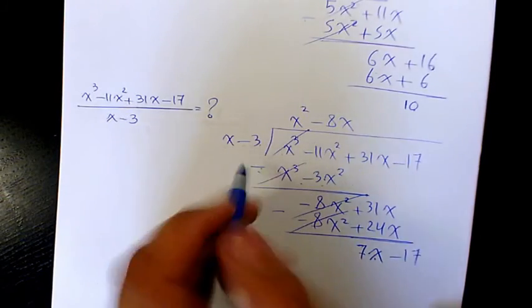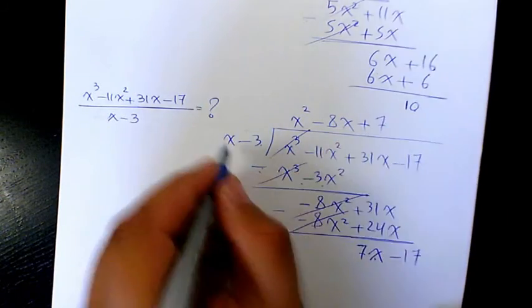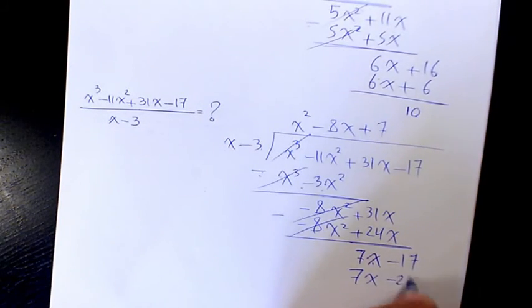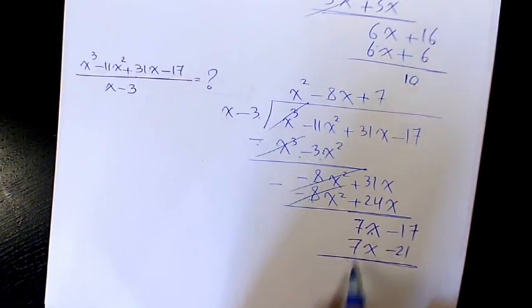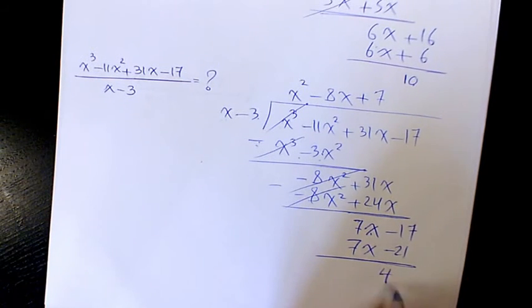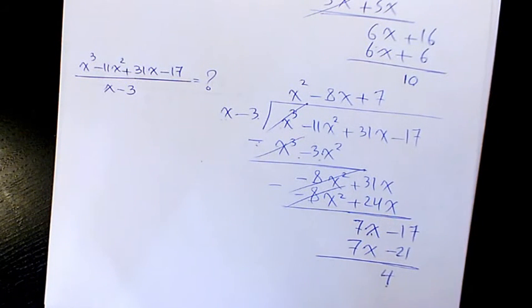7x divided by x is going to be 7. 7 times x is going to be 7x. 7 times negative 3 is going to be negative 21. So 7x minus 7x is going to be 0. Negative 17 minus negative 21 is going to be positive 4. So positive 4 is the remainder.